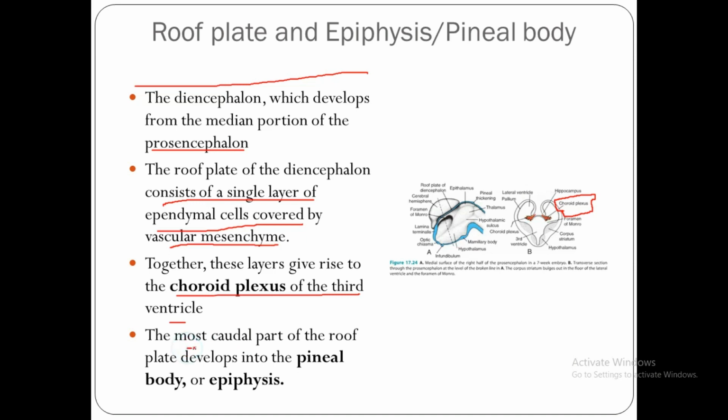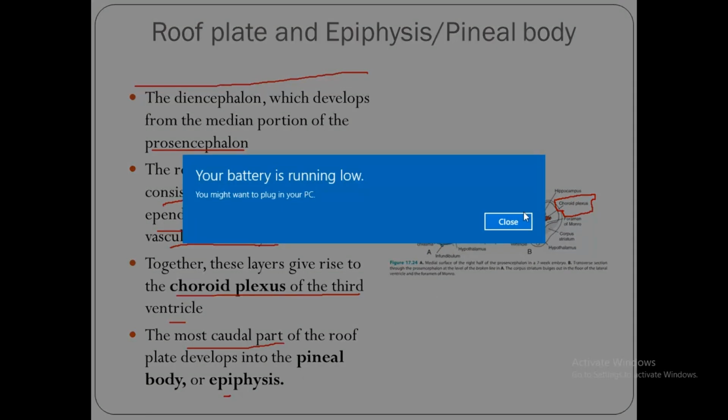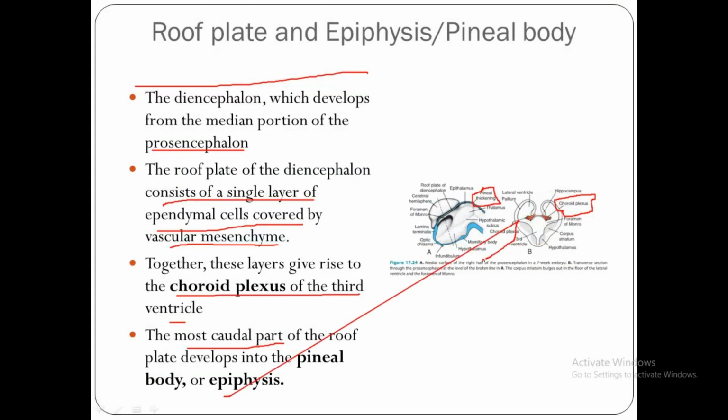And the most caudal part, the tail end of this roof plate of diencephalon, will convert into the pineal gland. You see here, this roof plate is making a thick structure that will be the pineal gland or the pineal body along with the epiphysis.